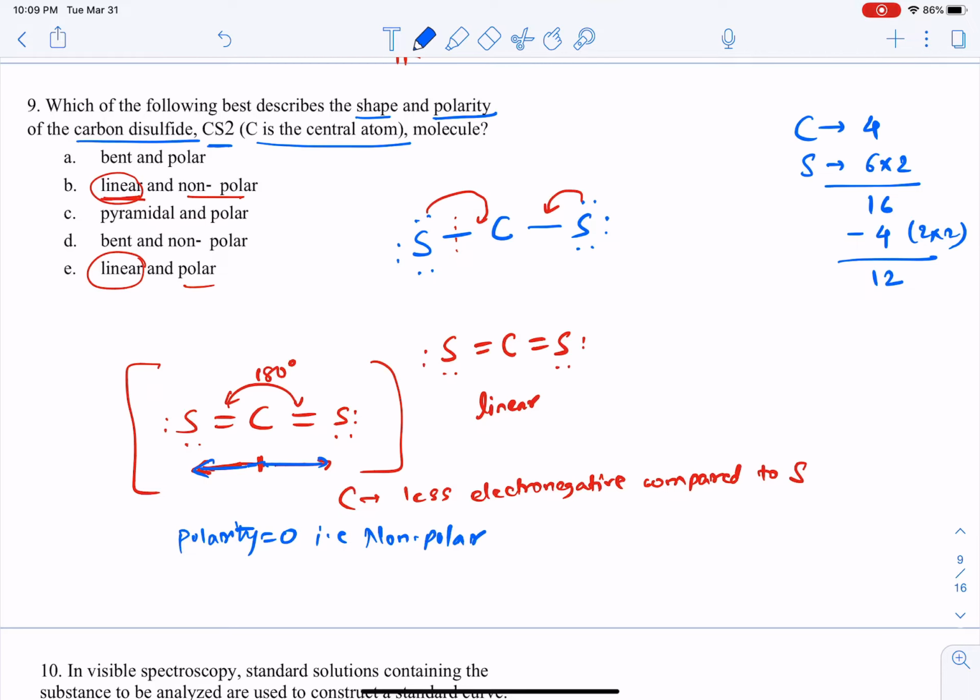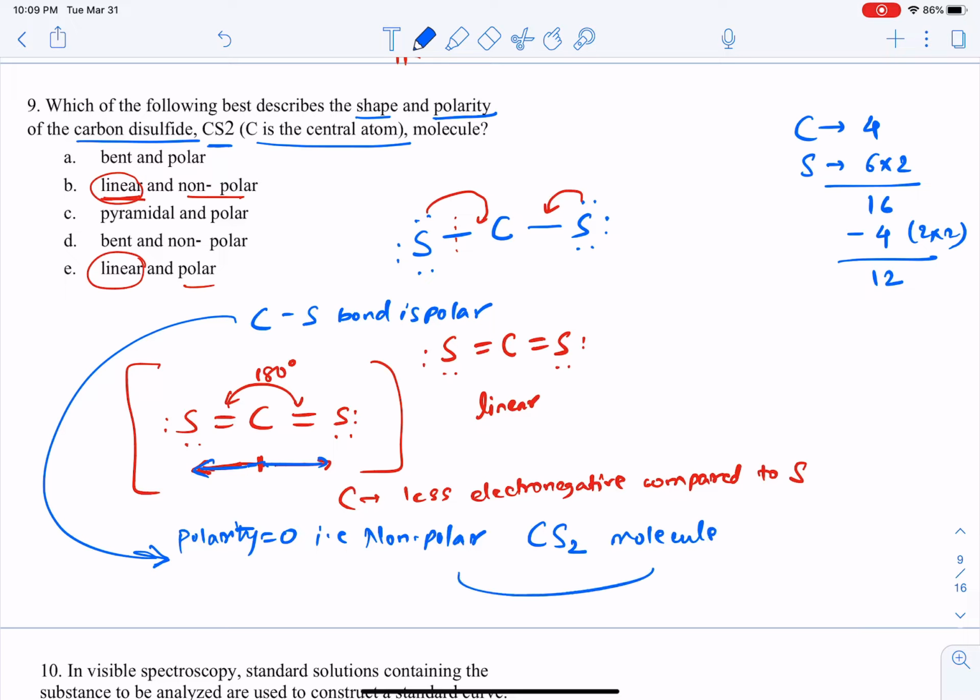Even if the C and S bond is polar, the overall polarity is 0, that is non-polar. The CS2 molecule is non-polar.